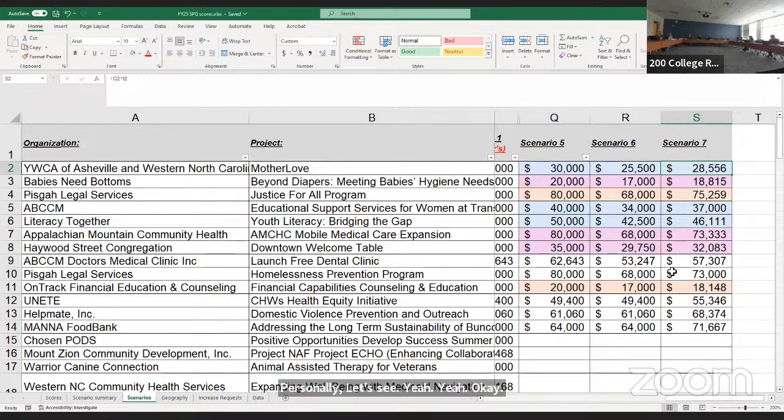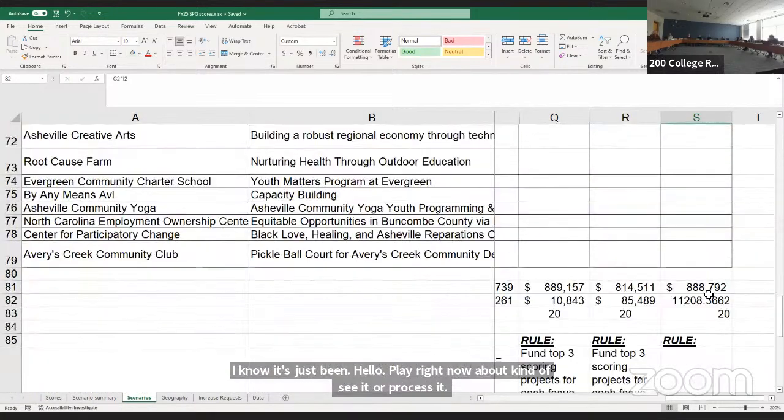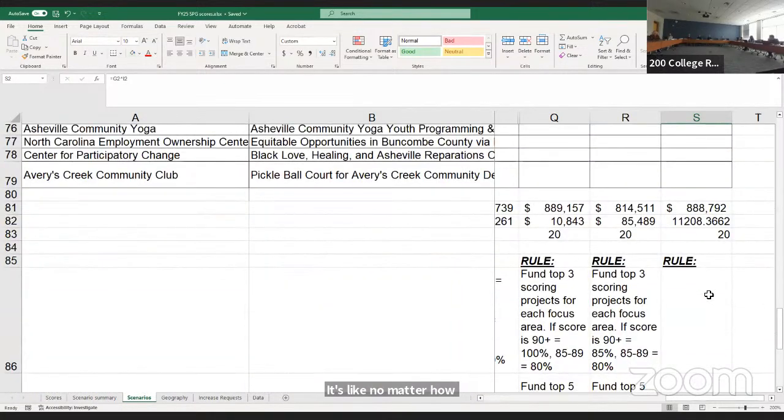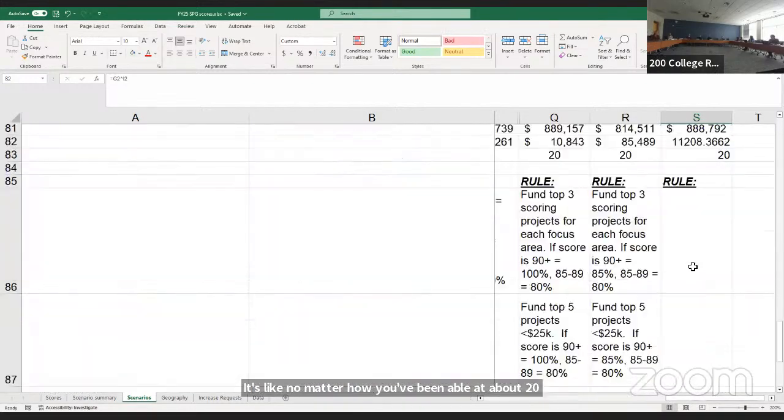Because I know it's just been a lot of plug and play right now without time to kind of see it or process it. Seems like no matter how you finagle it, about 20 projects is what we're going to end up with in our present. I mean, that's the maximum that we come up with.